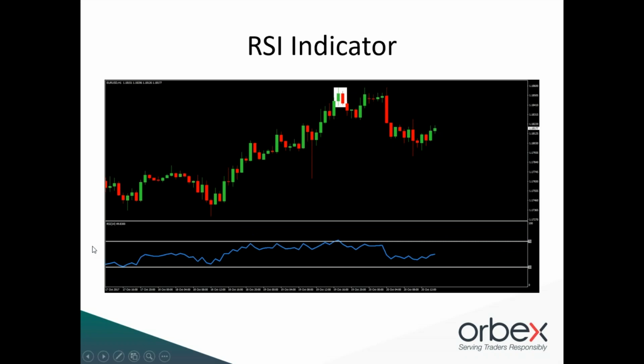Okay, so here we've got an example on euro dollar, and this gives a really great example of how the RSI indicator can help traders time the market. You can see here that price is trending higher. We're putting in a series of higher highs and higher lows, and the indicator is also rising higher as price does, indicating that momentum is strong in the market. So bullish momentum is strong, buyers are in control, price is rising, all is well.